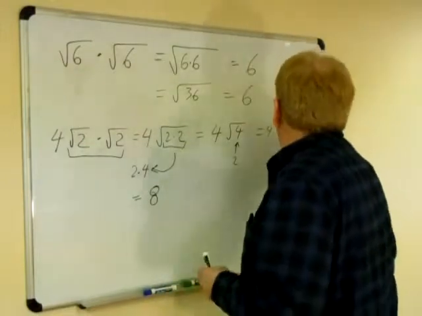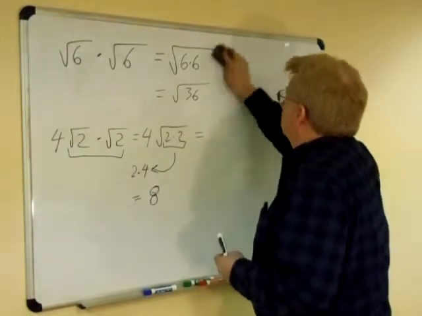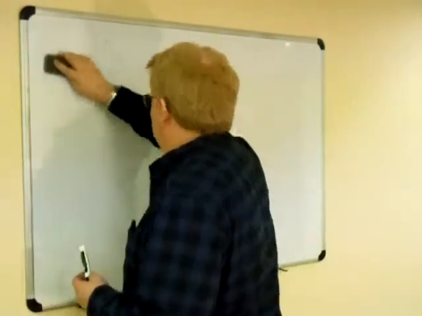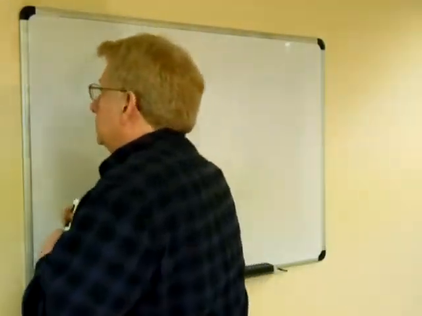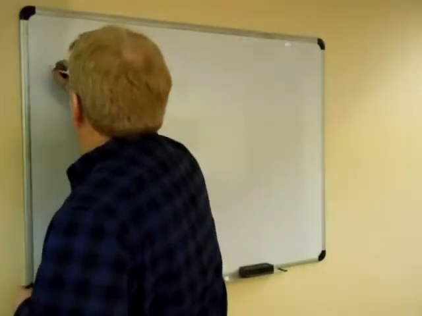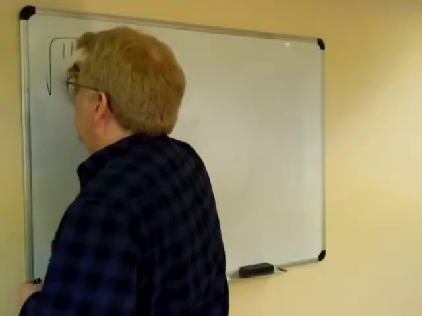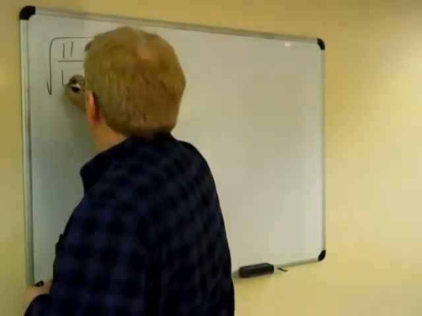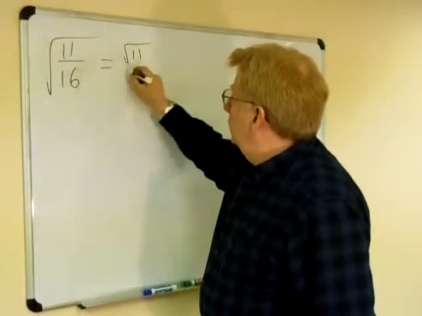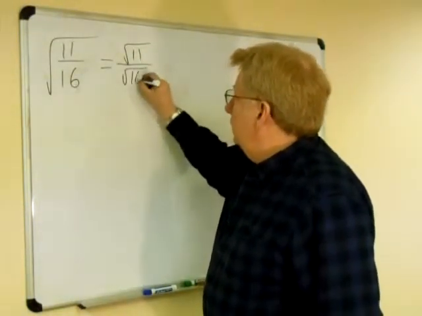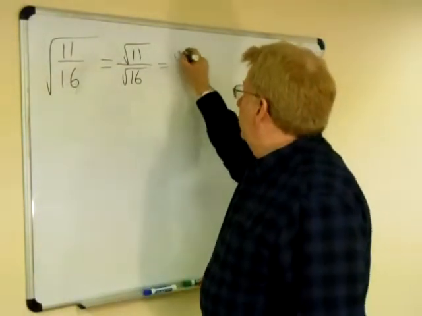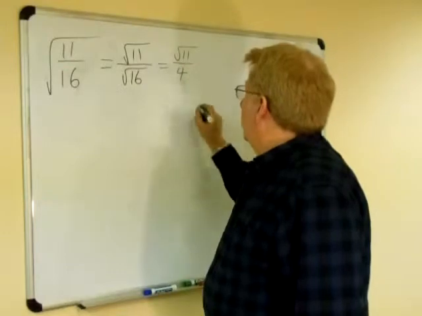Let's try a couple with the quotient property. If we have the square root of 11 over 16, that's the same as the square root of 11 over the square root of 16. 16 is a perfect square, so it becomes a 4. So we end up with square root of 11 over 4.